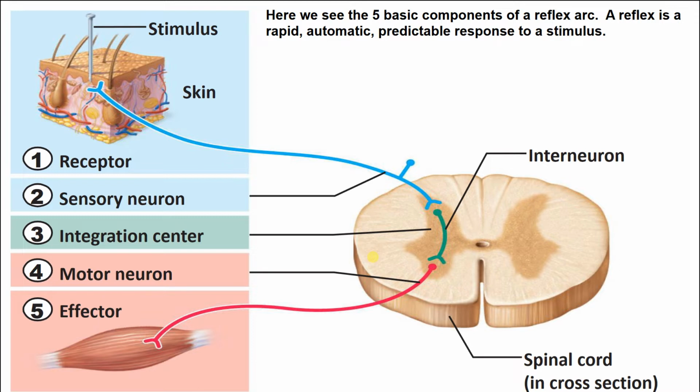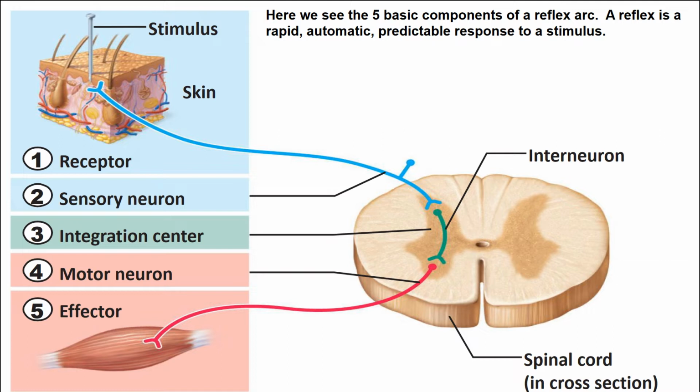So there are 5 basic components, and we do see all 5 in this picture. The stimulus in this case is the stabbing of the skin with a little nail here. That's not number 1. That's the beginning of the reflex, all right? Now what has to happen is there has to be a receptor that detects maybe the pressure, the pain, what have you. So the receptor is the first component of the reflex arc.